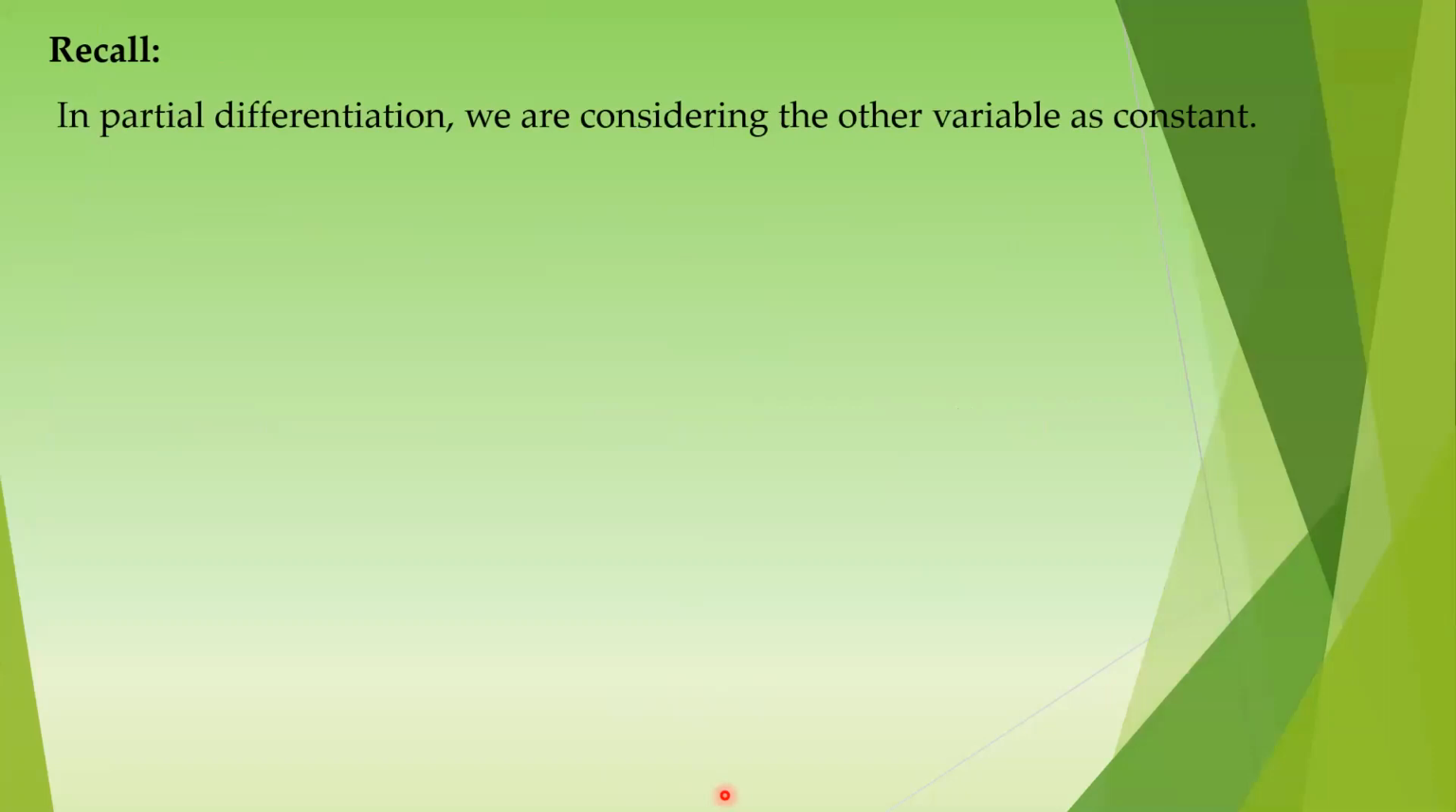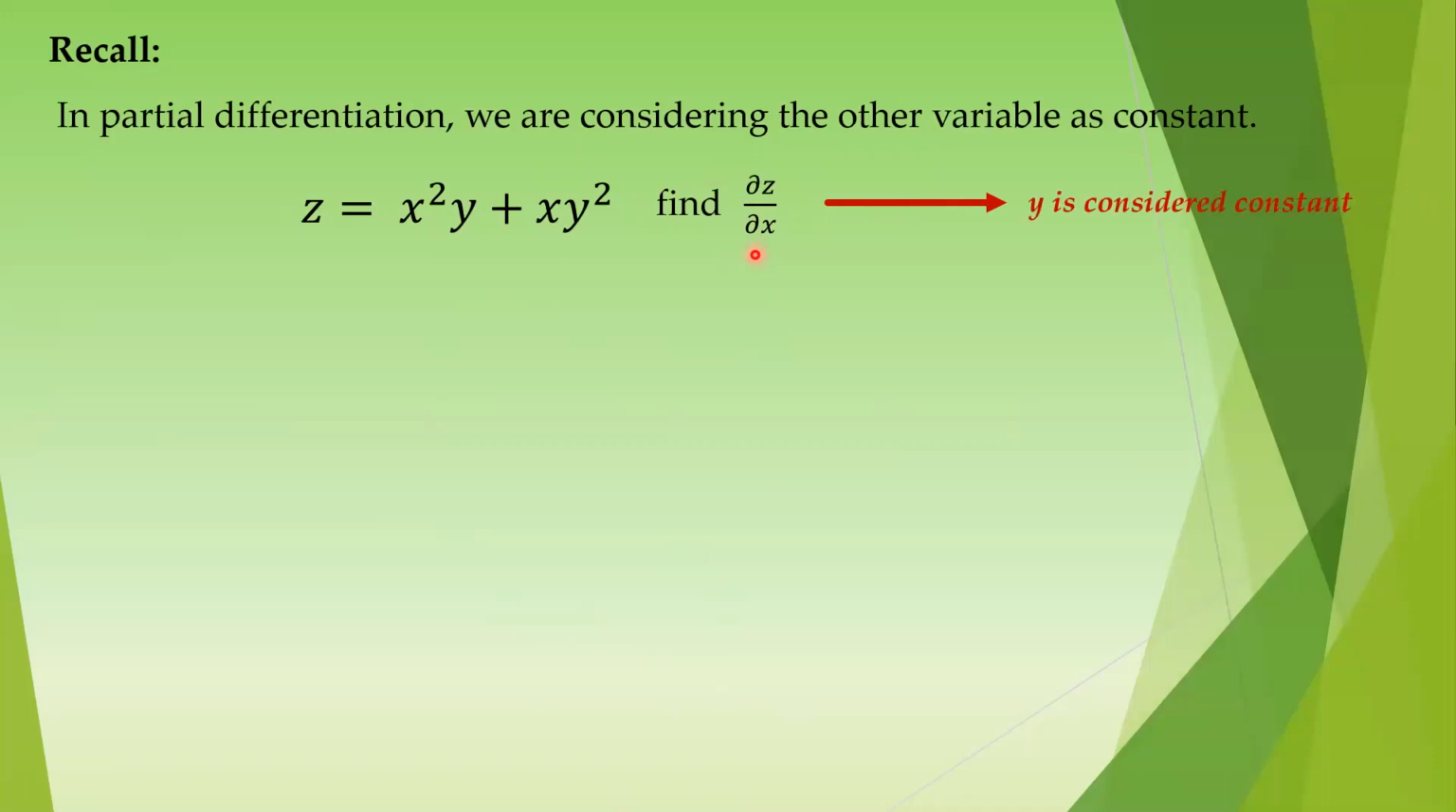So first, let's recall what is partial differentiation. So again, in partial differentiation, we are going to consider the other variable as constant. So yun ang kanyang pinaka-concept natin sa partial differentiation. So again, meron tayong z equals x squared y plus xy squared. And we are going to find the partial derivative of z with respect to x. So meaning, y is considered constant since our variables are z and x.